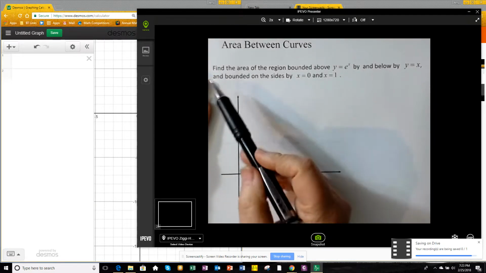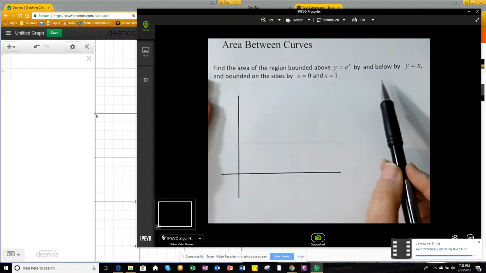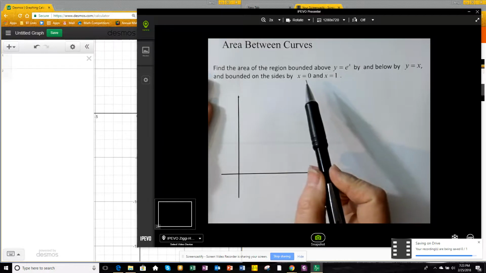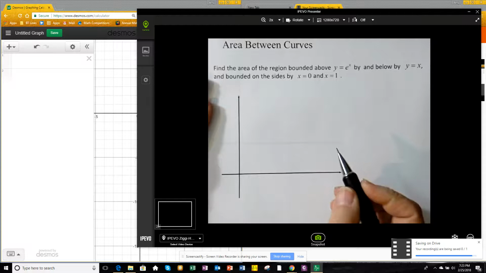The first one is this problem. It says find the area of the region bounded above by y equals e to the x and below by y equals x, and bounded on the sides by x equals 0 and x equals 1. So the very first thing we need to do is draw a picture.